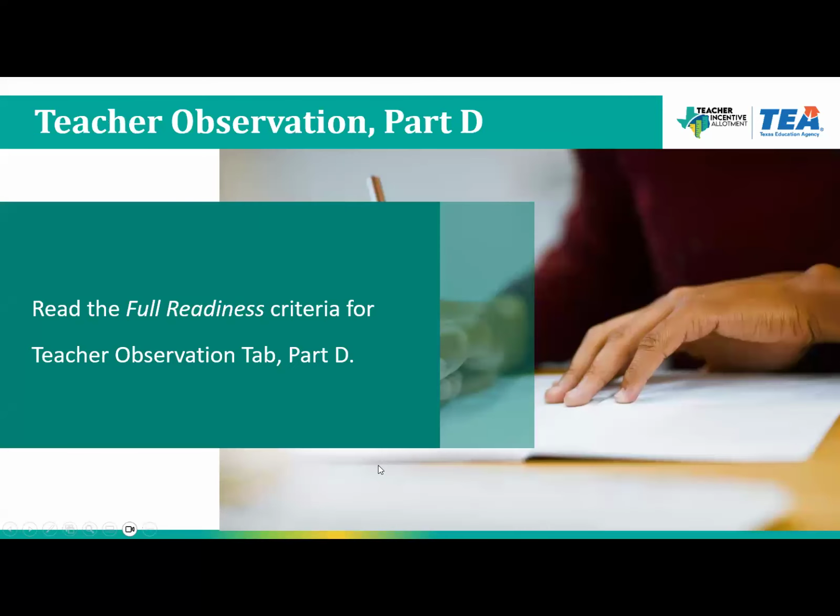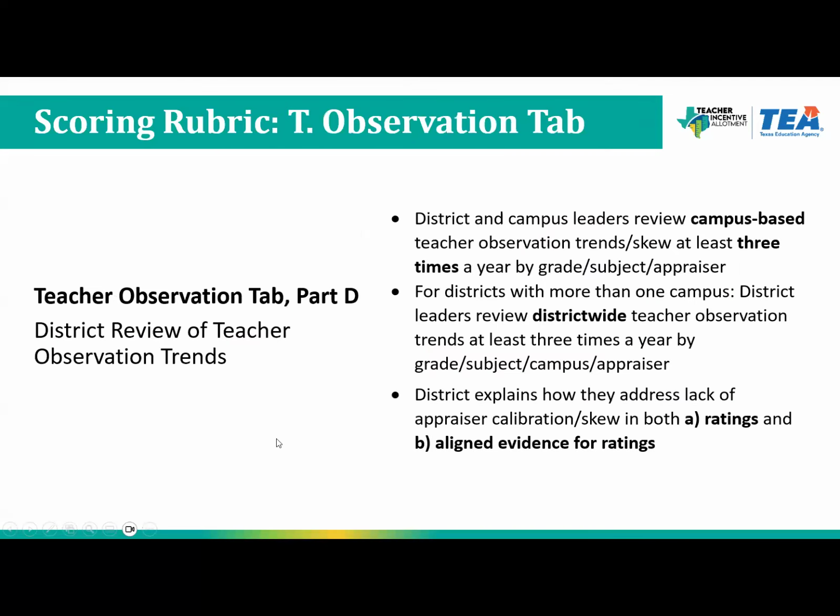So here's an example. We're going to look at teacher observation, part D, and we're going to read the full criteria for this third bullet point. You can just follow along on the screen or on the document, that's up to you. We're looking at how the district explains how they address lack of appraiser calibration and skew in ratings, and also skew if their evidence is not the same. So we're not just looking at ratings, we're looking at ratings and the aligned evidence for those ratings.